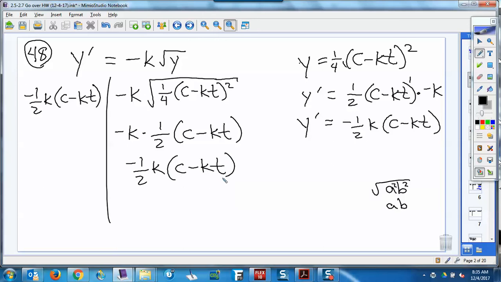Okay, so part B is definitely something we have to be able to do: verify something's a solution. All right, so now that we've verified that that's a solution, we can move on to part C. Now it becomes an IVP. They've now given me some initial conditions.